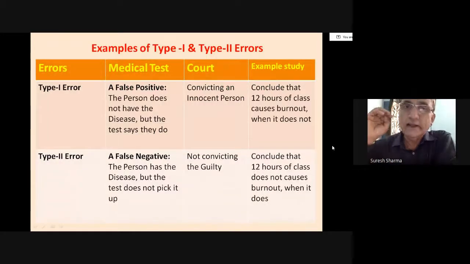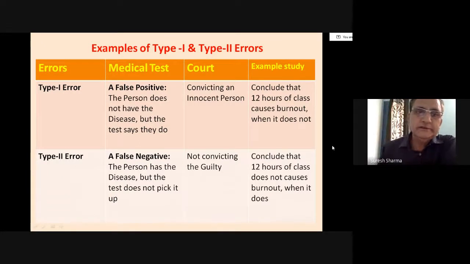Okay, these are a few other examples of type 1 and type 2 errors. This is type 1 error, this is type 2 error. From the medical point of view and the court point of view, I'll give you a few examples. What do you mean by type 1 error? Type 1 error in the medical field is also called a false positive. What do you mean by this? The person doesn't have the disease, but the test says they do have. Now, right in the beginning when COVID-19 came in 2020, there was no testing procedure and testing procedures were very weak, right? And let's say a person doesn't have the disease, but the test says that they have the disease.